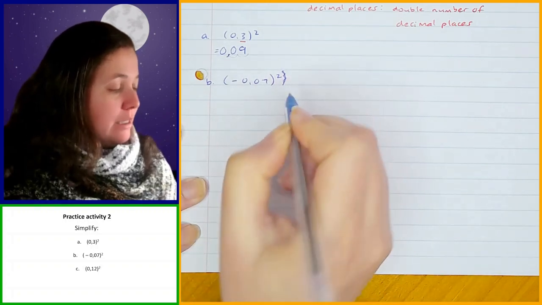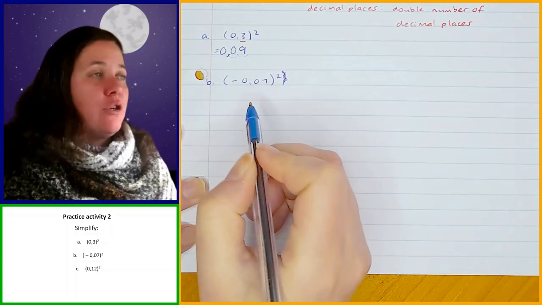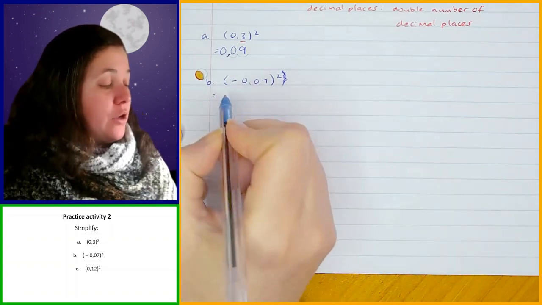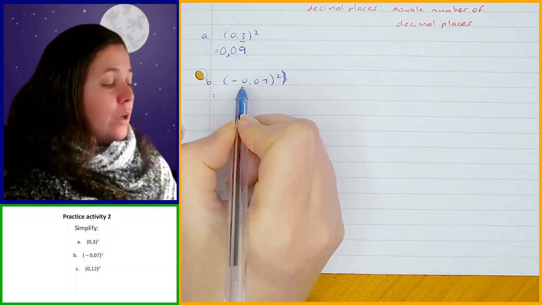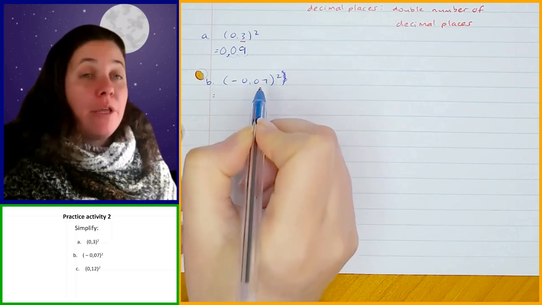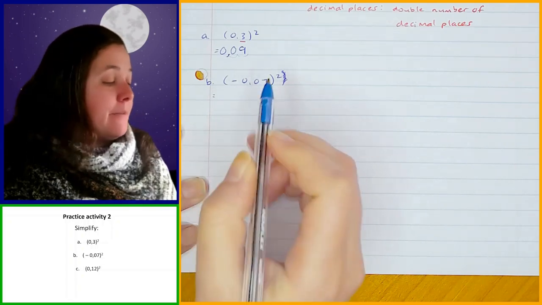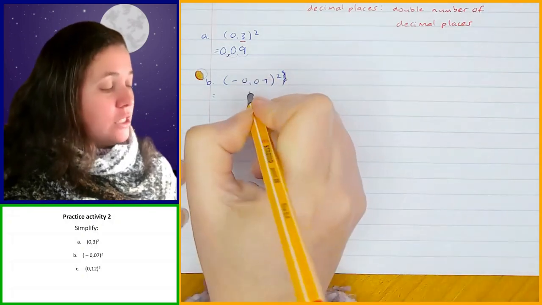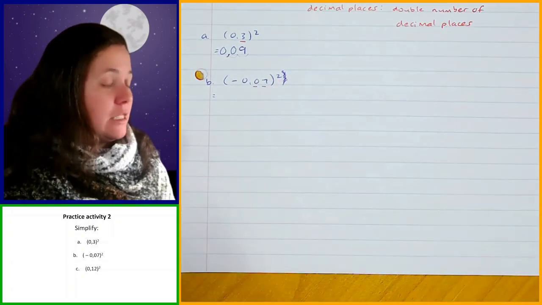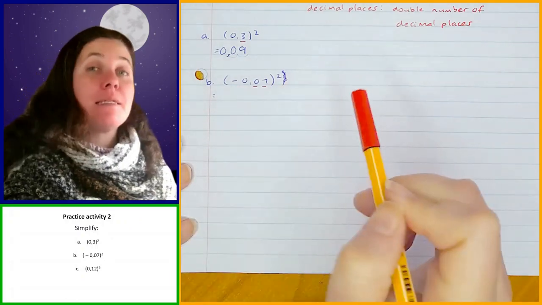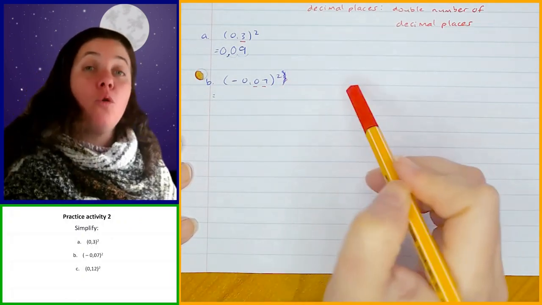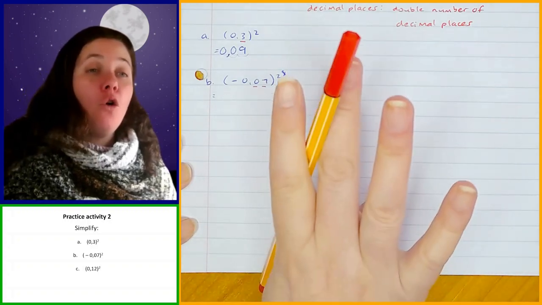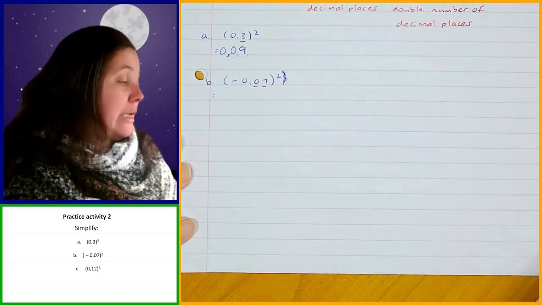Then question B, we had negative 0.07 squared. No extra bracket there. Okay, negative 0.07 squared. First of all, our sign is going to be positive. Okay, then we are squaring the 7, so it's going to be 49. But now before I write it down, I'm just going to check how many decimal places I have. So I've got 1, 2 decimal places. So when I multiply it by itself, I'm multiplying by something else that also has 2 decimal places. So altogether, I will have 4 decimal places.